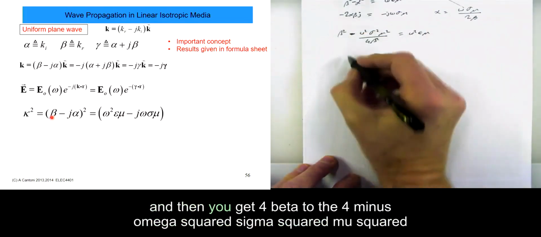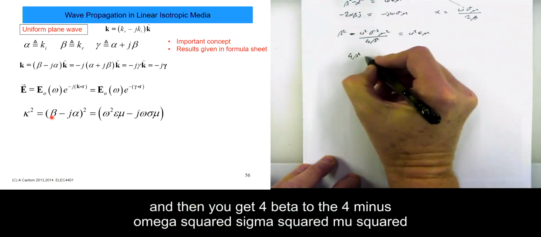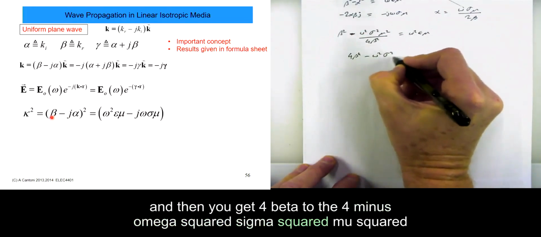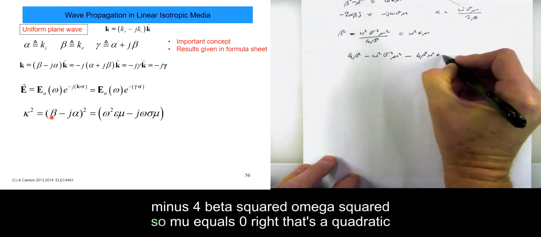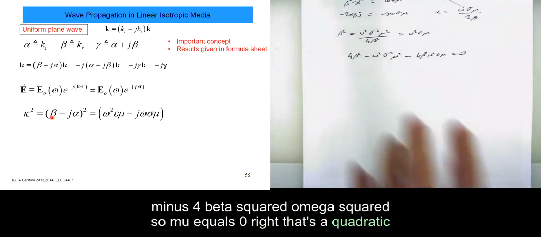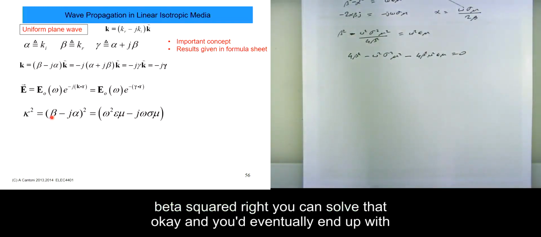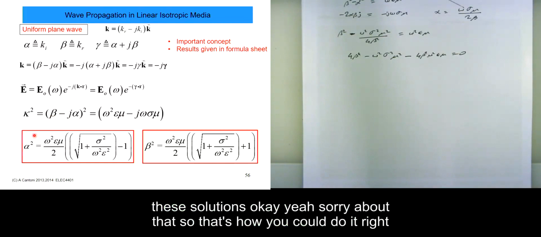Then you get 4 beta to the 4 minus omega squared sigma squared mu squared minus 4 beta squared omega squared epsilon mu equals 0, and that's a quadratic in beta squared. You can solve that, and you eventually end up with these solutions.